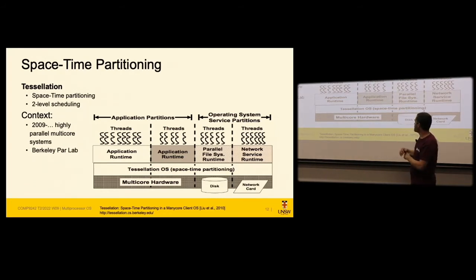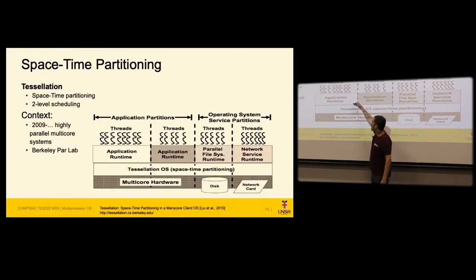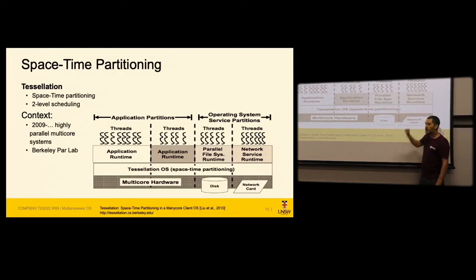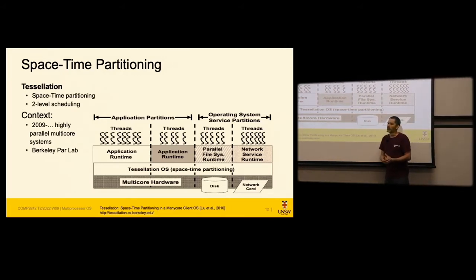So there's an example picture. We've got our hardware. We've got the Tesselation OS, again, which is a very minimal OS. It's basically like an exokernel type OS. And then on top of that, you run your applications as well as any of your operating system code on top of that, and you schedule it accordingly.